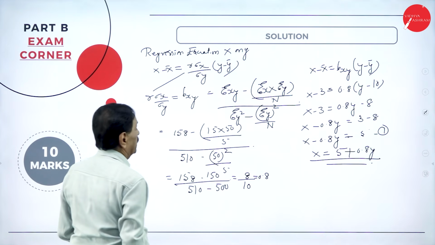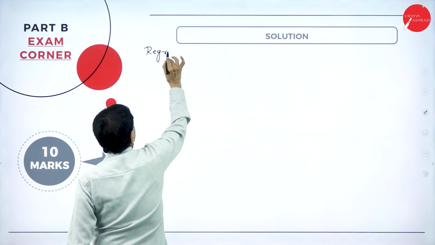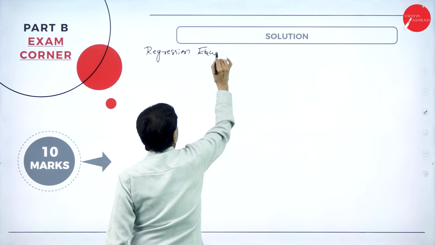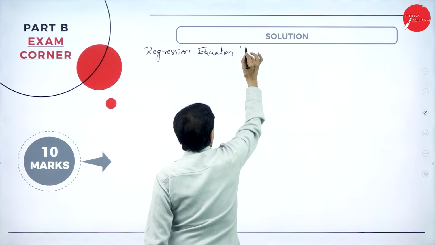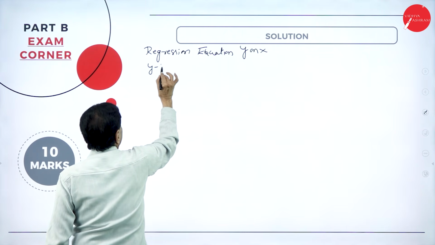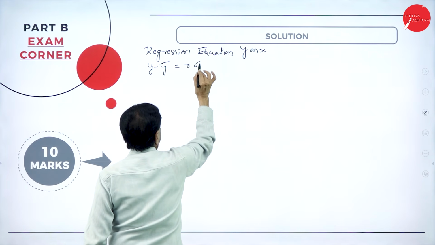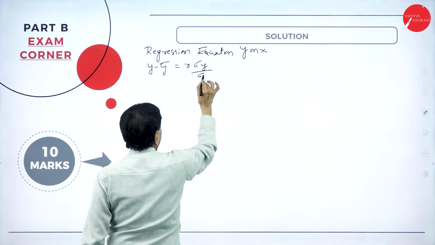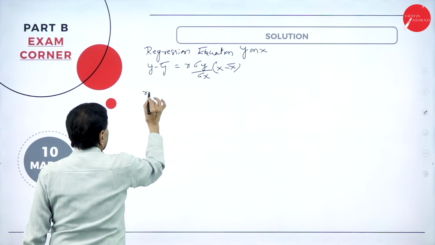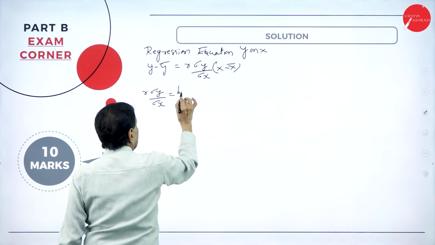This goes in favor of regression x on y. Then the regression equation y on x: y minus y mean equals r into standard deviation y divided by standard deviation x, into x minus x mean. r into standard deviation y divided by standard deviation x is called byx.